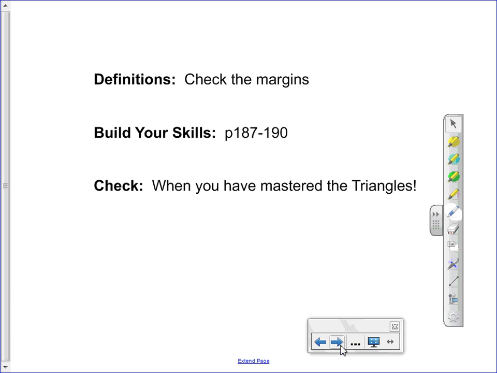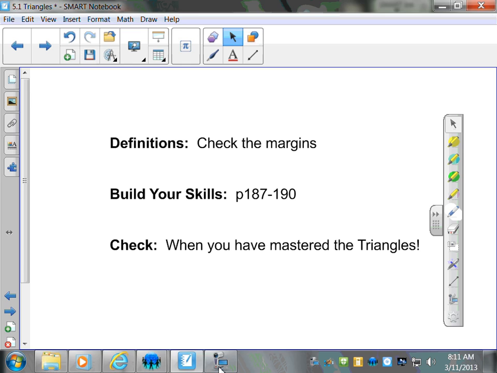So in this section, make sure you check for definitions, include them on your definitions page. Build your skills, ask questions about it, make sure you're right on top of it so you can show me that you have mastered these triangles and you can achieve your goals. Otherwise, I'm here to help you, and I will see you soon.